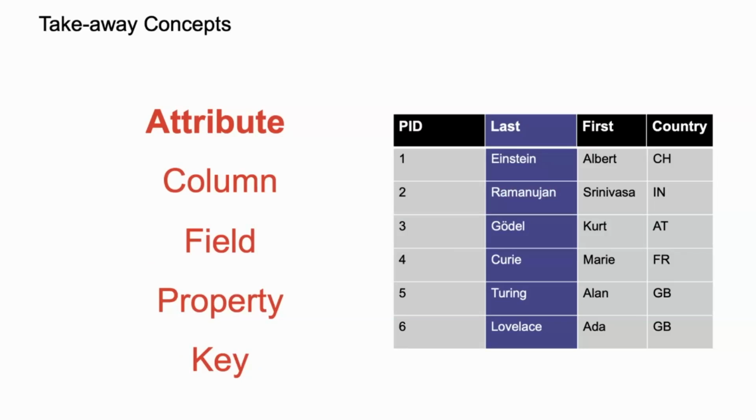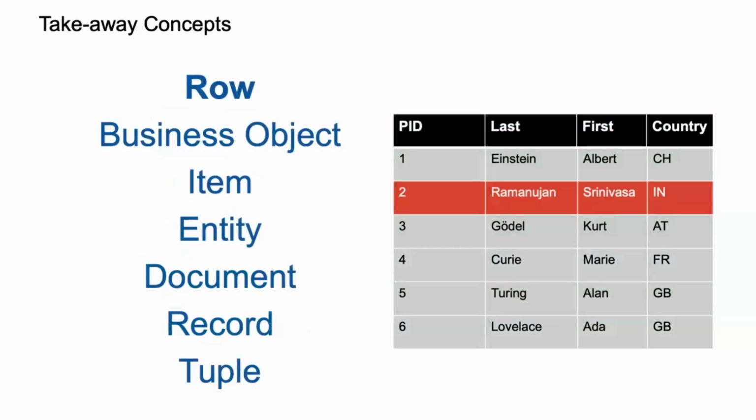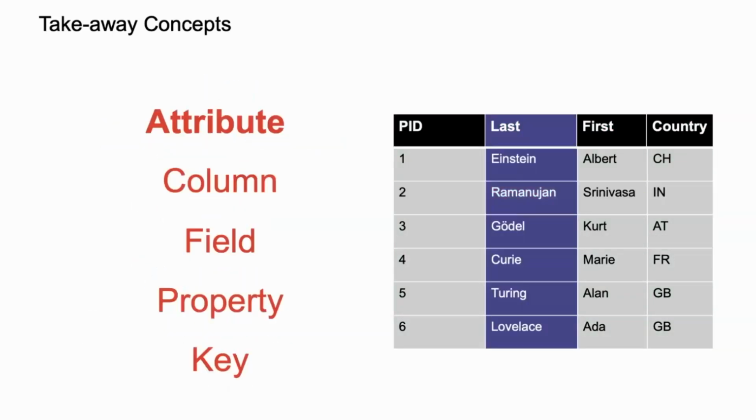Then we have, of course, columns. More commonly called attributes by database people, but you can also call it column. Some other names for that are field, property, key. You'll understand why when we actually use JSON a bit later, but these are all synonyms, right? So table, records, row, attributes.